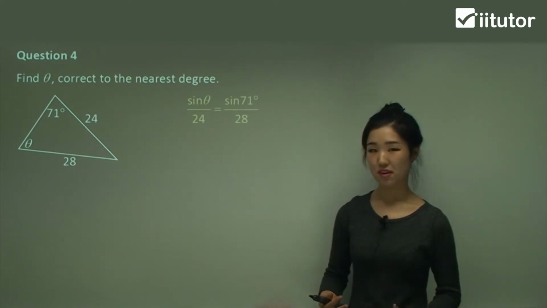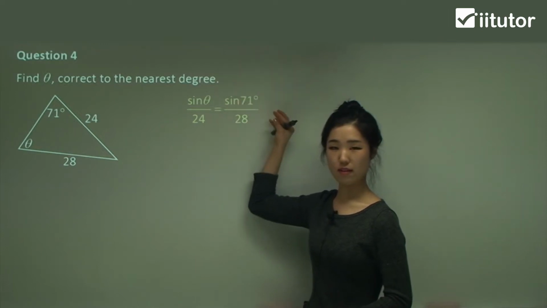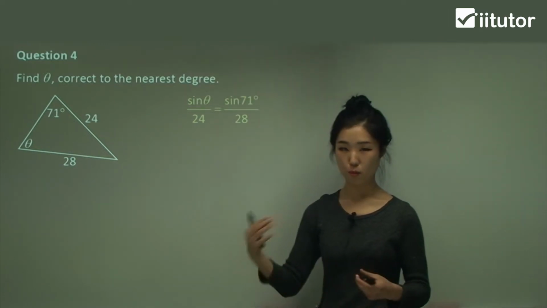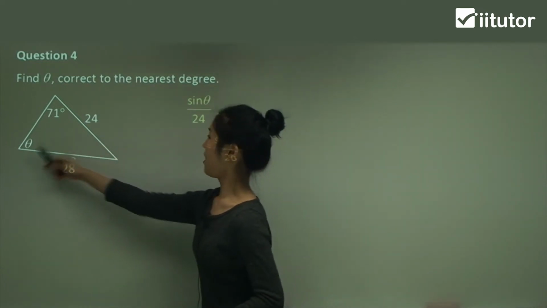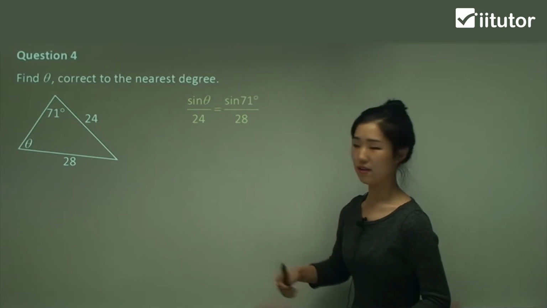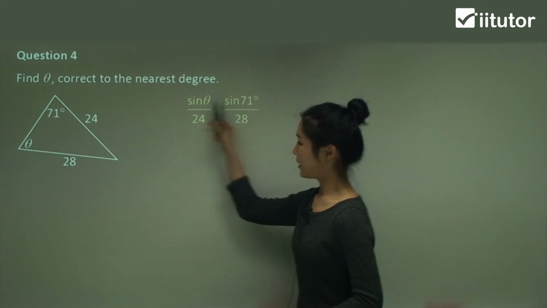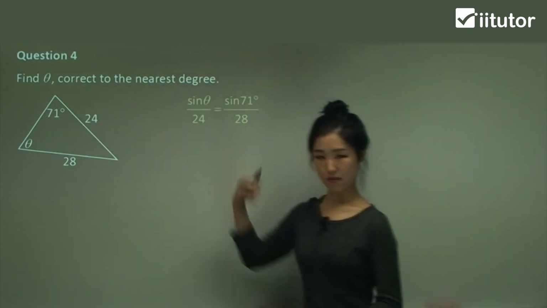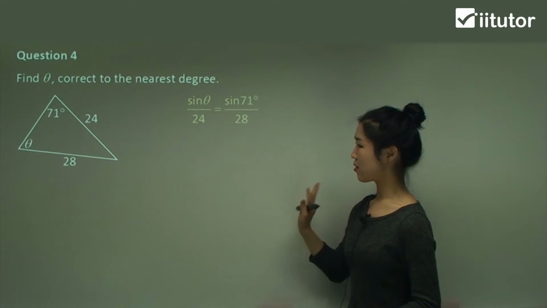So this is what I did. This time, as you can see, I put the sine angle on top, on the numerator, so I can solve for it more quickly. So I put sine theta on top, and then I put that over the opposite side, which is 24. That's equal to sine 71 degrees over the opposite side, which is 28. So that's all you need to do.